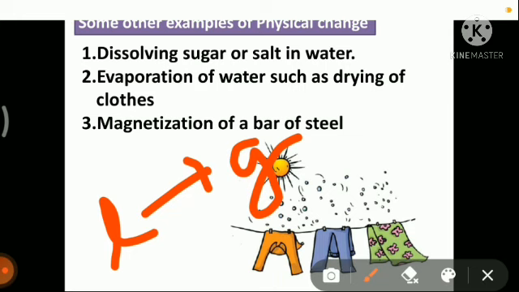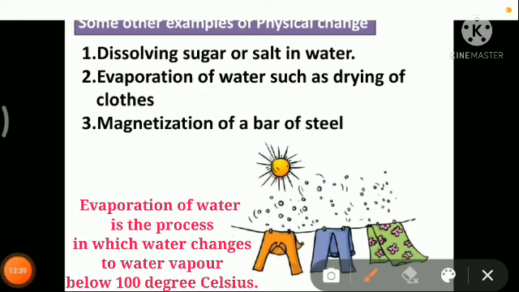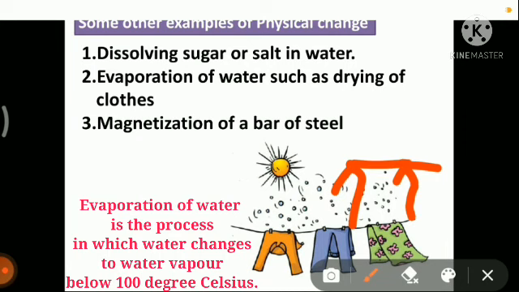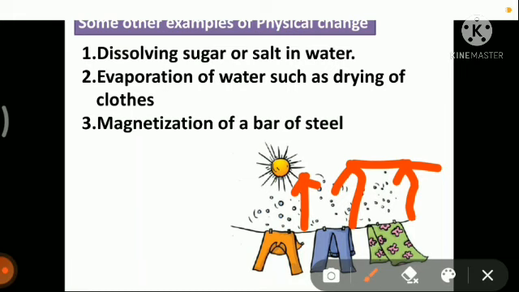Here you can see these wet clothes. An example of evaporation of water is the drying of clothes. Generally, after washing, you let the wet clothes dry outside where sunlight can fall on them. During this, the water leaves the clothes and converts into water vapor. If you condense this vapor, it can again change to liquid water. So this process is also an example of physical change.